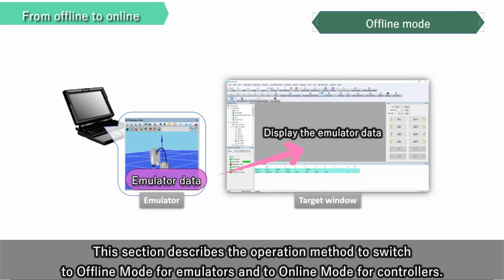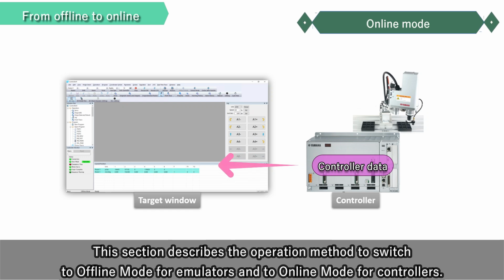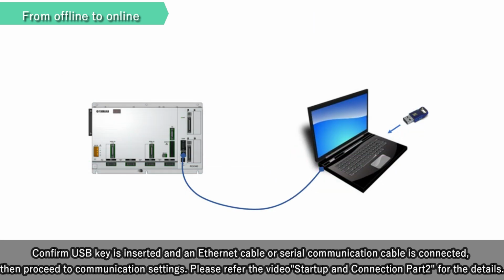This section describes the operation method to switch to offline mode for emulators and to online mode for controllers. Confirm the USB key is inserted and an Ethernet cable or serial communication cable is connected. Then proceed to communication settings. Please refer to the video, Startup and Connection Part 2, for the details.